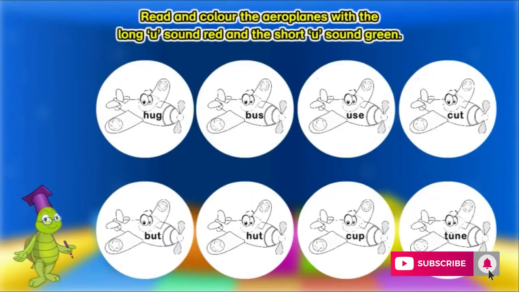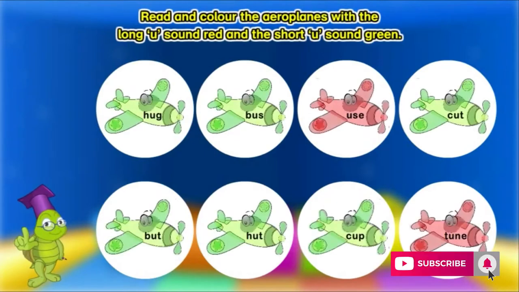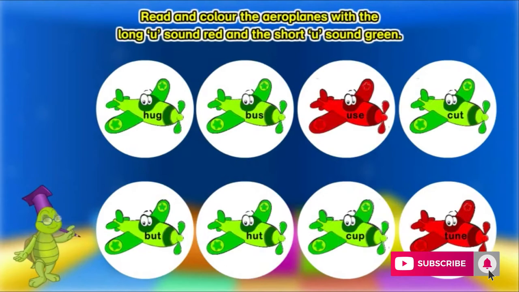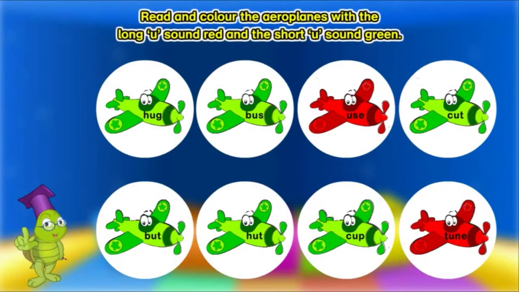Read and color the aeroplanes with the long U sound red, and the short U sound green. U-S-E, use. C-U-T, curd. B-U-T, bird. H-U-T, heart. C-U-P, cup. T-U-N-E, tune.